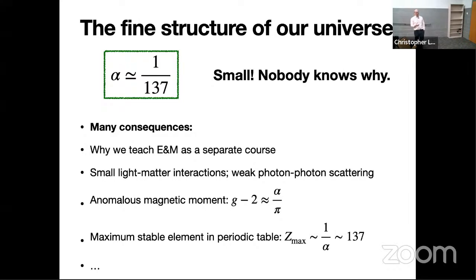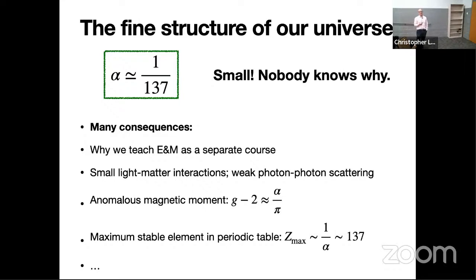Okay, so the fine structure of the universe. Alpha is of order 1/137. We've known it a long time. That's a small dimensionless number. It could have been 1. Nobody really knows why it's around 1/137. It has many consequences that it is this small number.